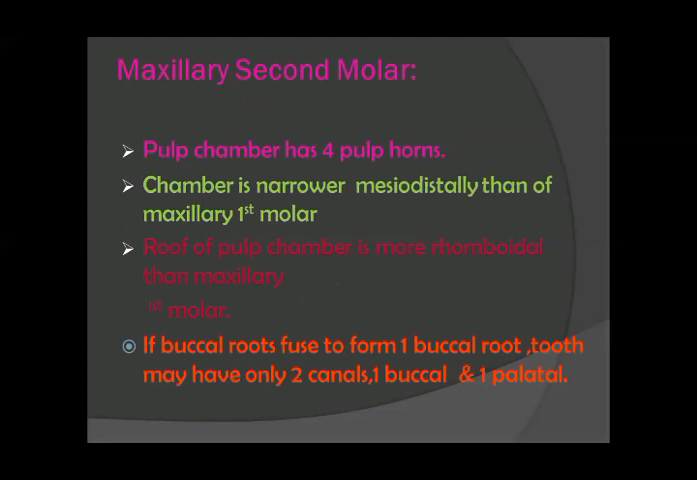Maxillary second molar pulp chamber has four pulp horns. Chamber is narrower mesiodistally than the maxillary first molar. Roof of pulp chamber is more rhomboidal than maxillary first molar. If buccal roots fuse to form one buccal root, the tooth may have only two canals, one buccal and one palatal.